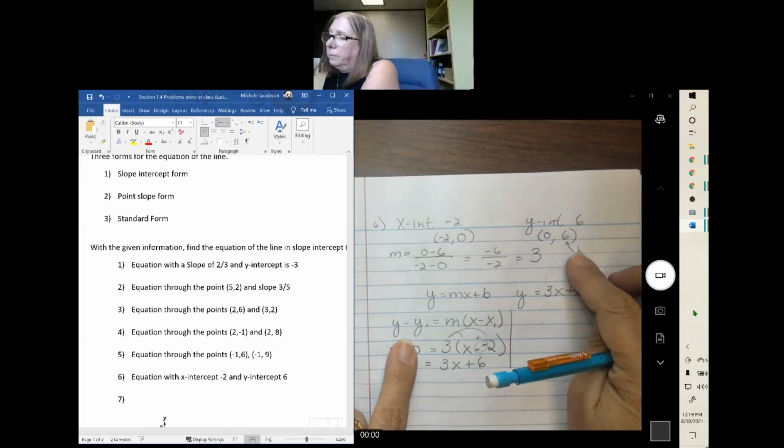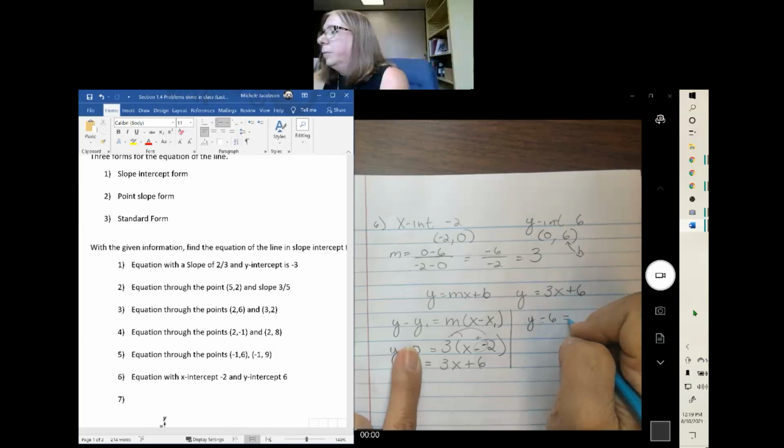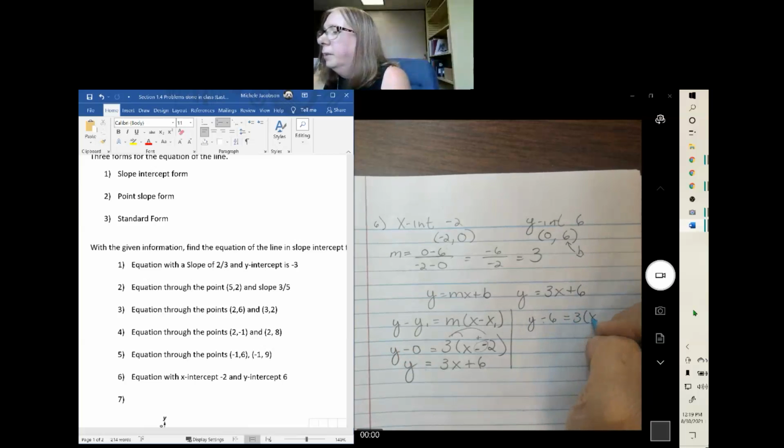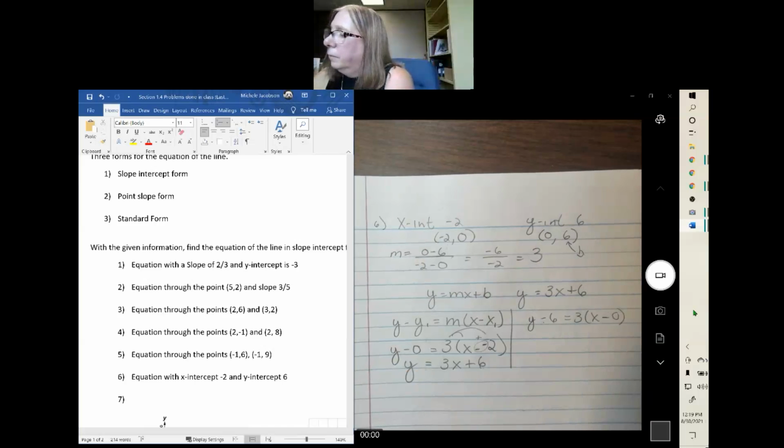Likewise, if we use this point, y minus 6 equals 3 times x minus 0. So this is y minus 6 equals 3 times x, which is 3x. 3 times 0 is 0, so it drops out. And then add the 6 to the other side.